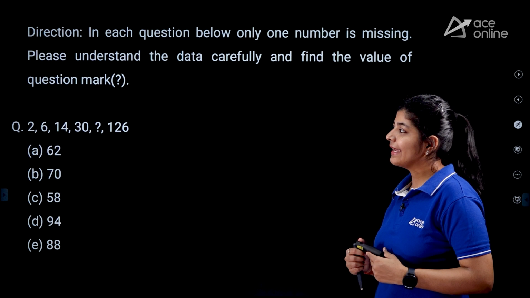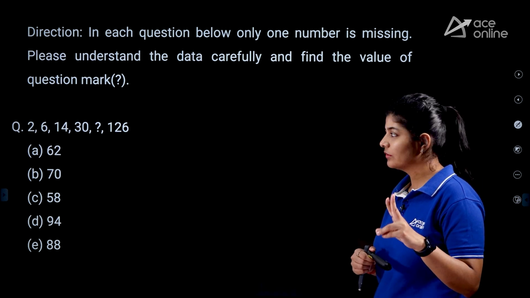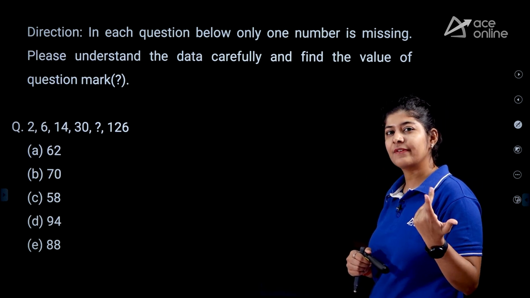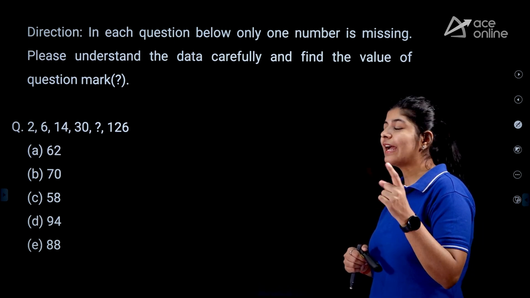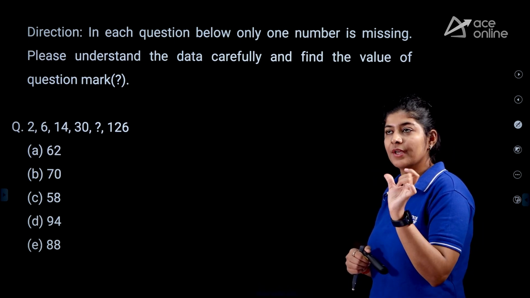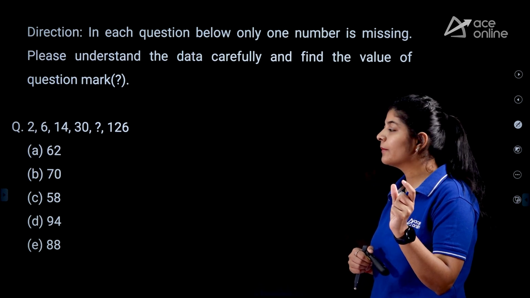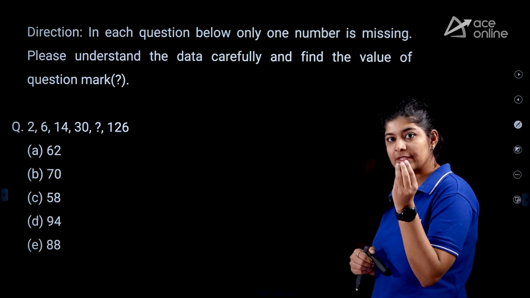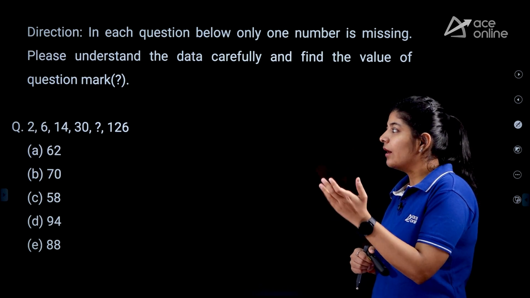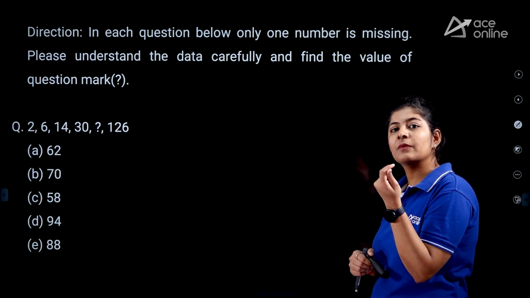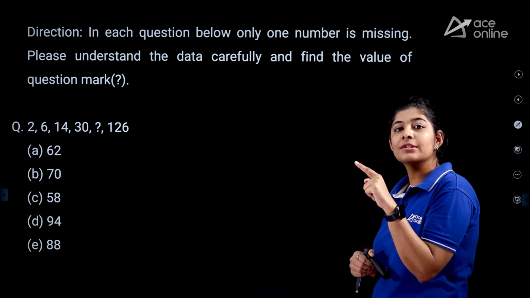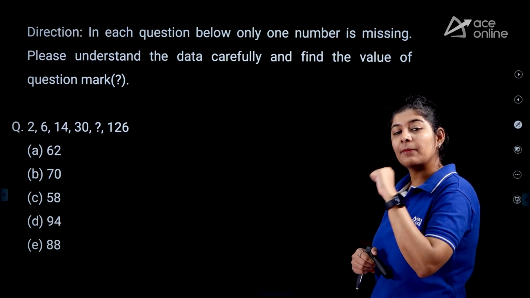As I can see, here we are having 2. After that we are having 6. The difference between these two numbers is 4. Okay. After 6 we are having 14. So the difference between these two terms is 8. Okay. So the difference is increasing. Now we are having 14 and we converted into 30. That means the difference between these terms is now 16, which is double the previous one.